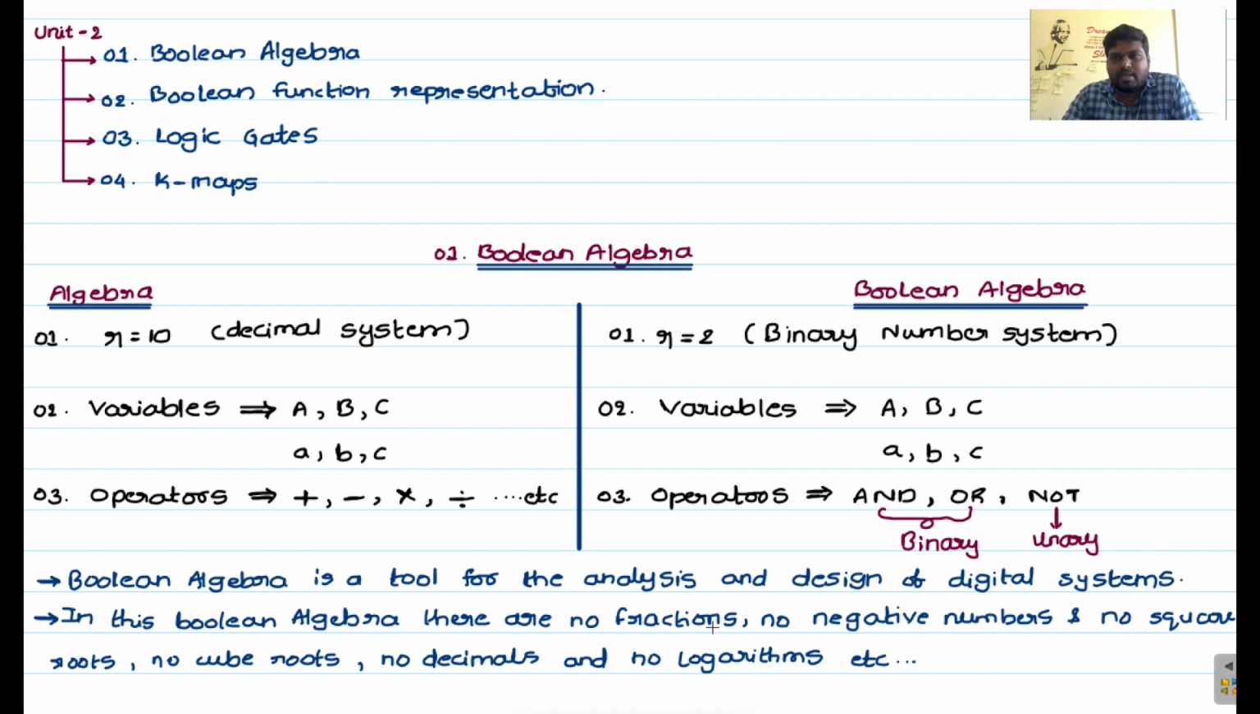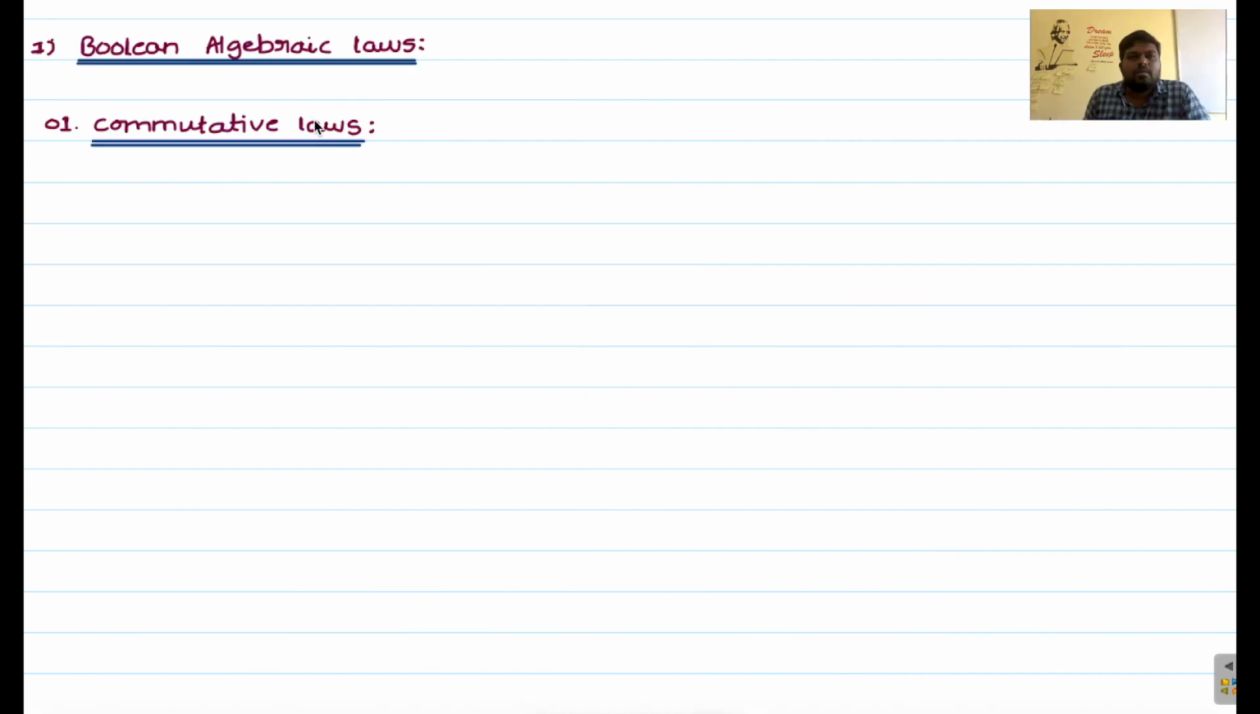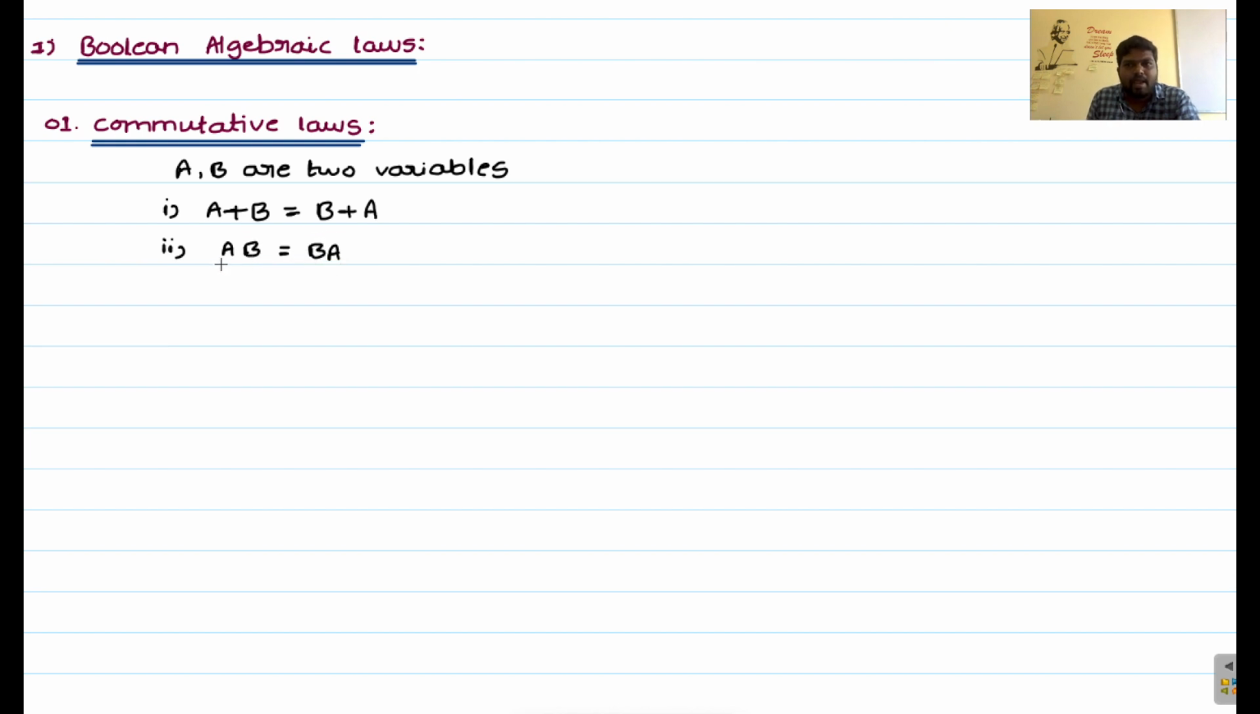So this is the introduction, and next we will move on to Boolean laws. Our next topic is Boolean algebraic laws. We have a total of three laws. One is the commutative law. In this commutative law, if A and B are two variables, A plus B equals B plus A, then it satisfies the commutative law. And the second one is AB equals BA. That means the product of the A and B variables and the product of the B and A variables. So AB equals BA.